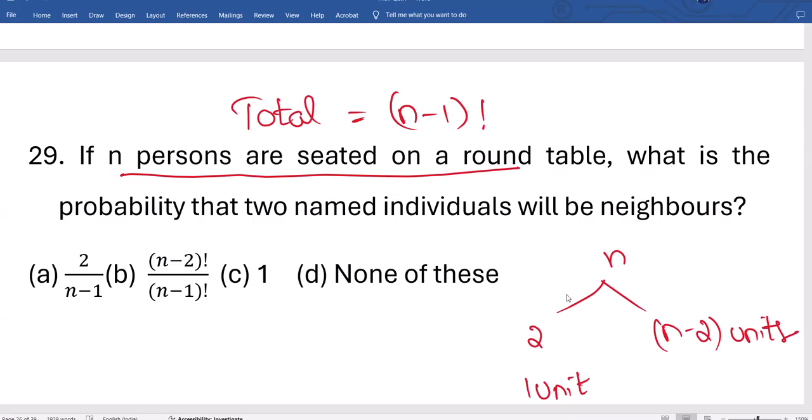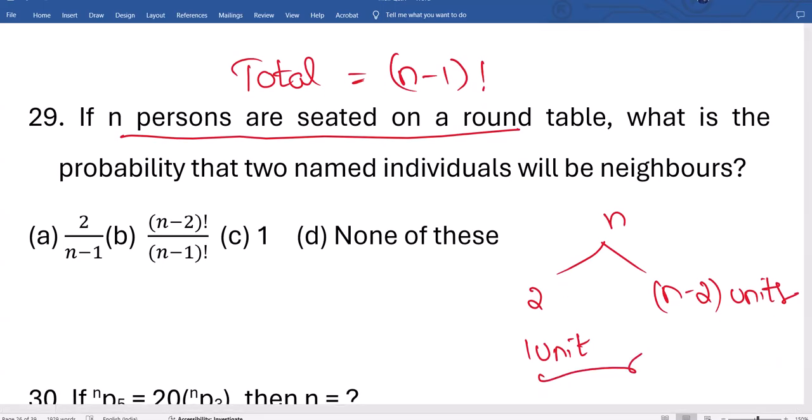Now we can say this all together there are n minus 1 units. This is 1 unit, here n minus 2. In circular arrangement, the way of arranging n people means n minus 1 factorial. But here how many people? N minus 1, because two particular people are together.